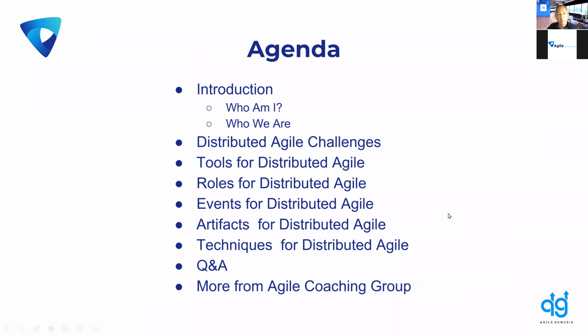We're going to be talking about, well, a brief introduction so you know who I am, and also our unique partnerships that we have with the Agile Coaching Group. We're going to be talking about the distributed Agile challenges that most organizations face and what we're seeing across the board as far as what they're facing today. And I'm starting to give you a hint in terms of what this Agile treat is. We're going to talk about the tools, the roles, the events, the artifacts, and the techniques that make for successful distributed Agile. We're going to address your questions as we go.